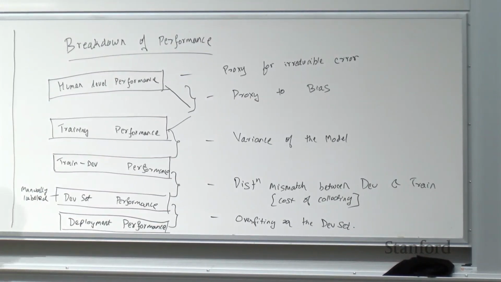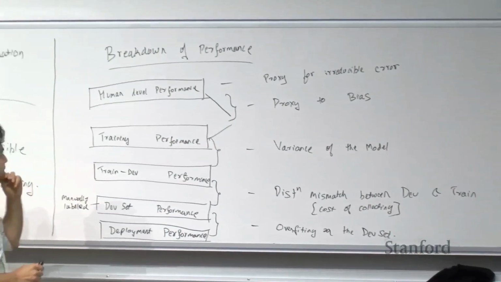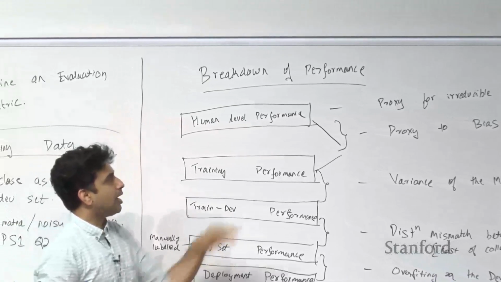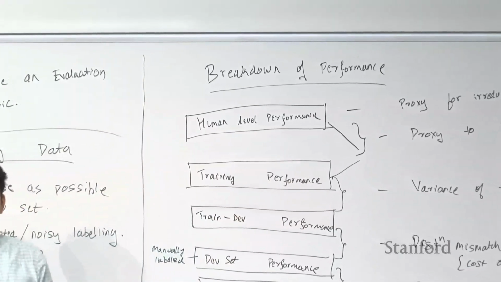So given these, let's go through a simple exercise to see what steps we can take to mitigate each of these. Let's say you measure the human level performance and it's pretty low. What do we do?